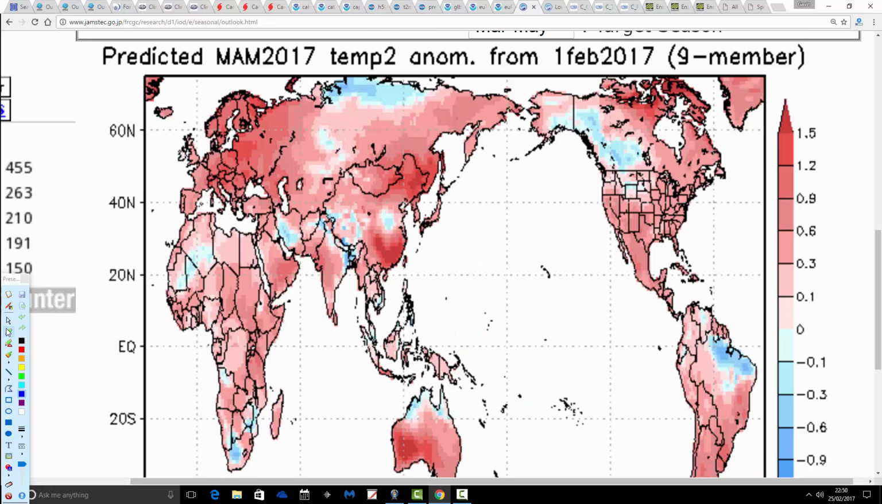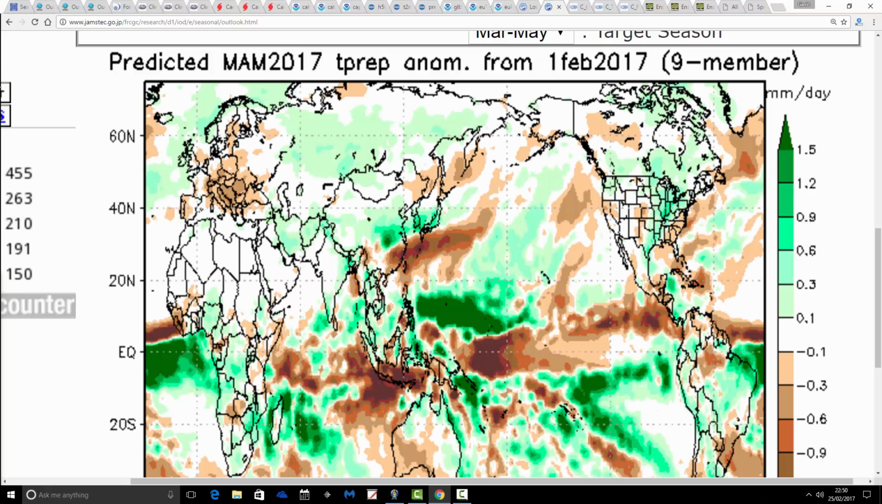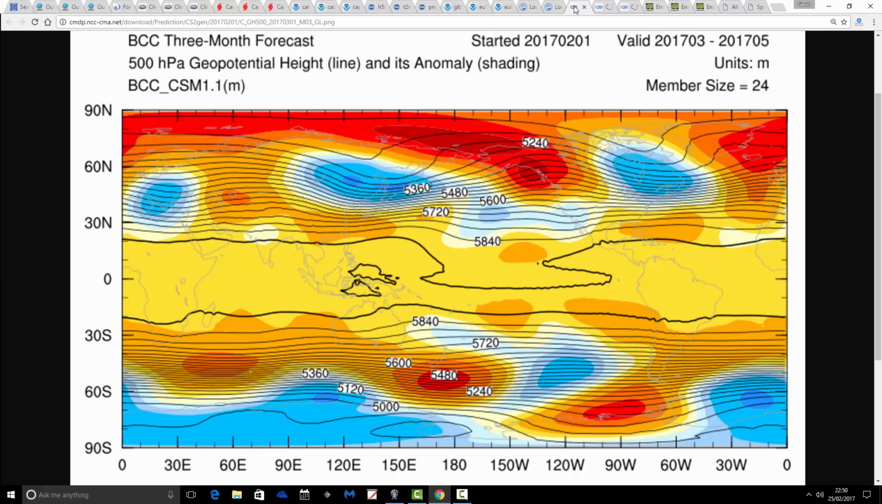JAMSTEC IOD next. This is the temperature anomaly for the spring. Again, many parts of Europe, British Isles included, coming out with a warmer than average spring. What about precipitation? A bit of an east-west split. For eastern parts it's a bit drier than average. To the north and west, it's a bit wetter than average. I would suspect overall we are slightly more on the unsettled side again, with warmer than average temperatures.